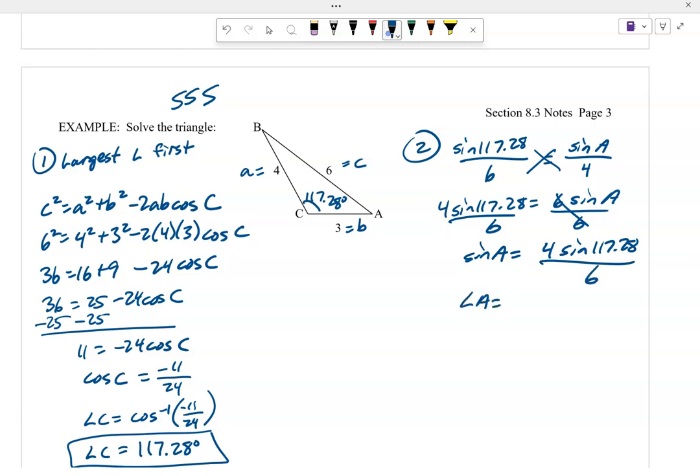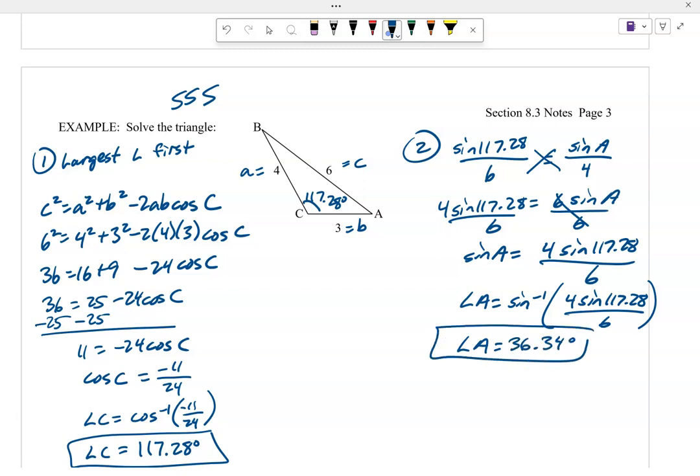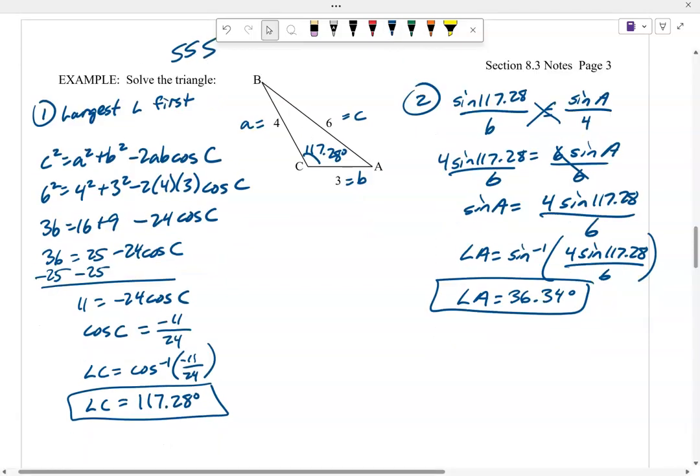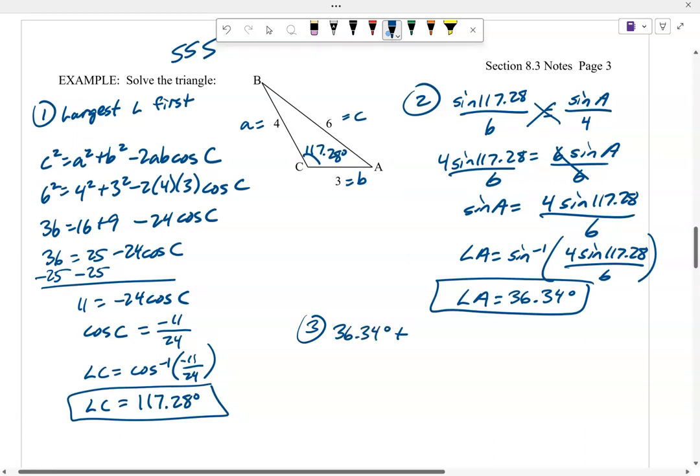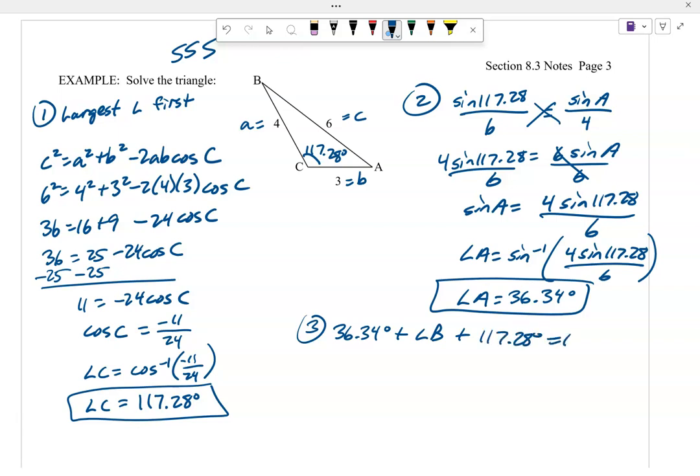And so angle A would be the arc sine of this. So that would give me arc sine, 36.34 degrees. Okay, and so now we know we got 36.34. I don't know what angle B is. Angle C is 117.28. They add up to 180, so angle B has got to be 26.38.